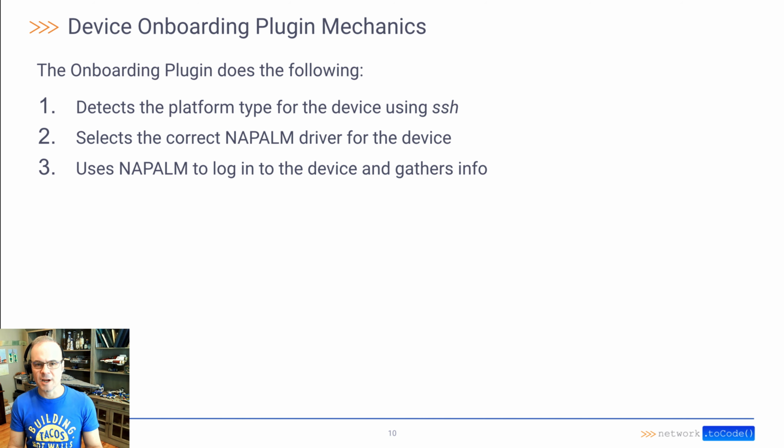Let's talk about the device onboarding plugin mechanics at a high level. What it does is it'll detect the platform type using SSH. It'll then select the correct Napalm driver based on the platform type to interact with the device, and then it'll use that Napalm driver to log into the device and gather the information.